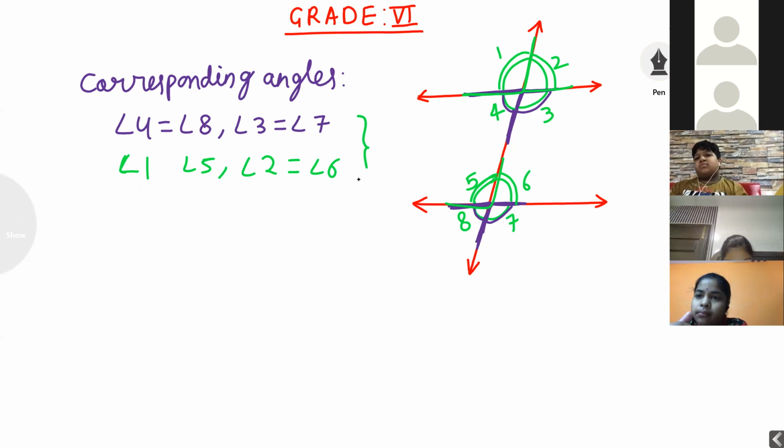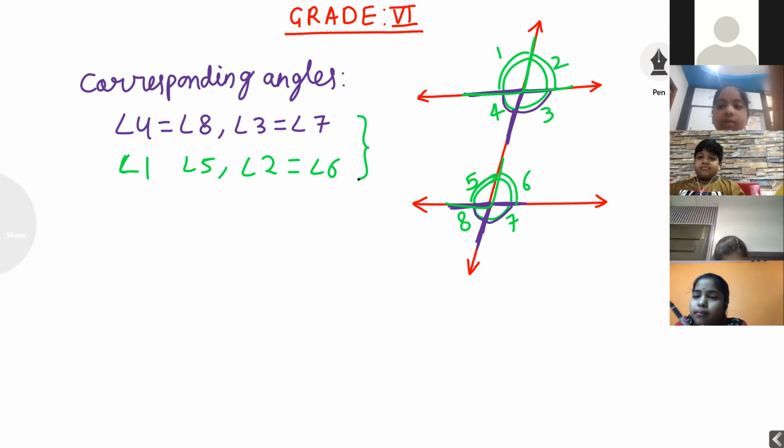What is corresponding angle? If any figure is forming 7 shape or F shape, that is called corresponding angle. Always keep in mind, the corresponding up angle with up angle, down angle with down angle. This is called corresponding angle.